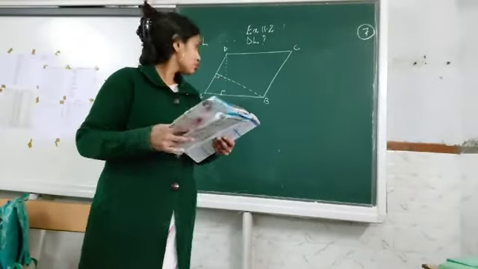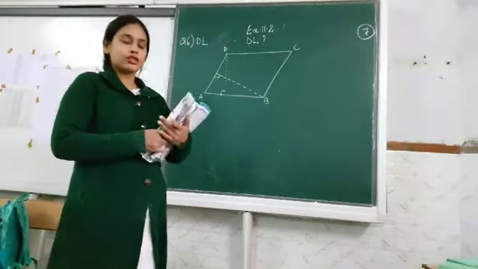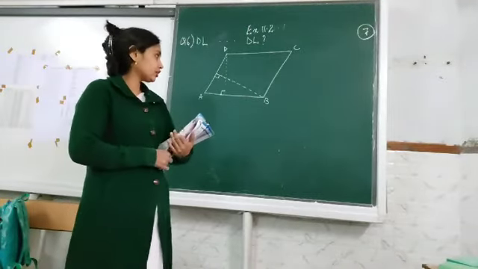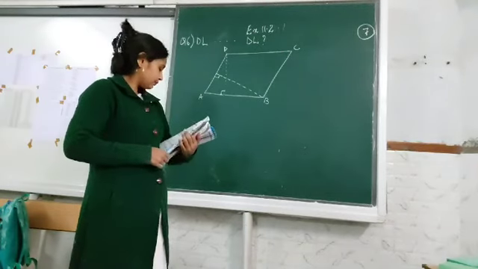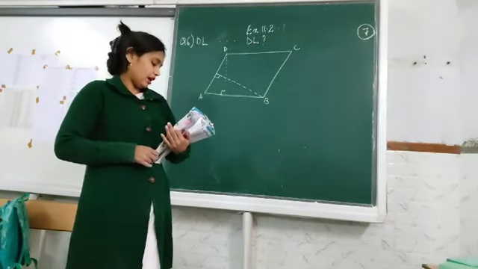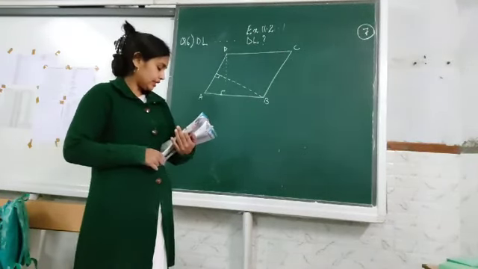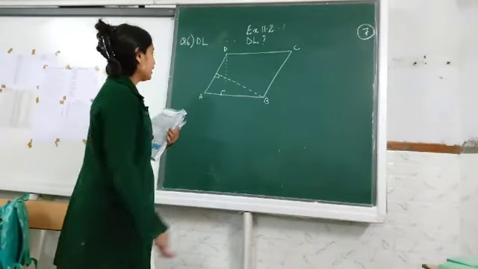Okay children, we have to start question number 6 today, exercise 11.2. I am reading the question. I have already made the diagram. You have to make this diagram in your copies. DL and BM are the heights on sides AB and AD.